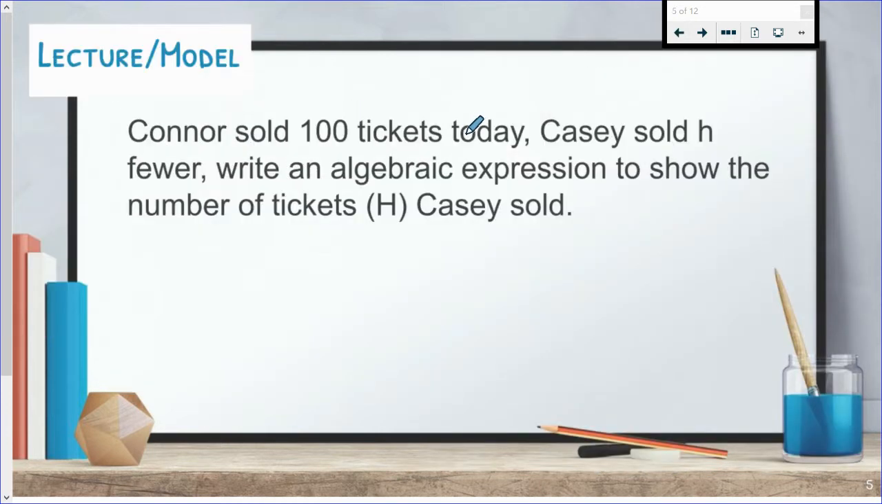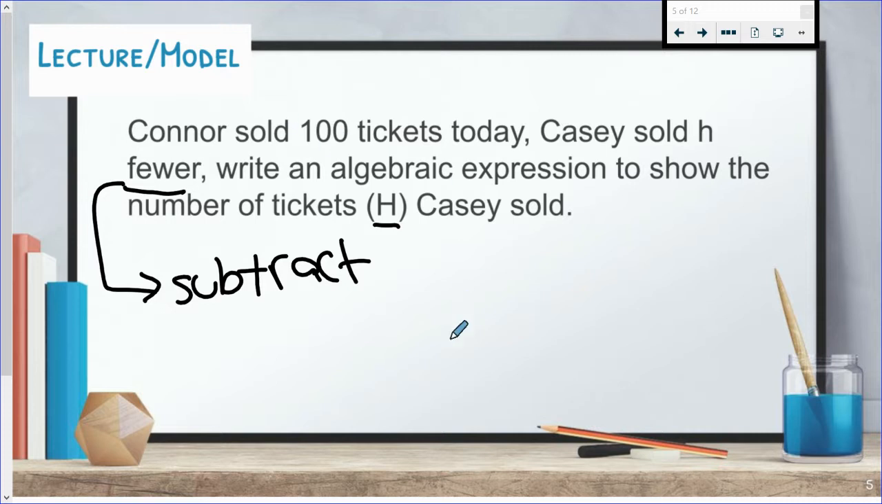Connor sold 100 tickets today and Casey sold H fewer. Write an algebraic expression to show the number of tickets Casey sold. We want to use H for the number of tickets Casey sold. It doesn't tell us how many she sold, it just tells us that she sold fewer. That word fewer is going to mean to subtract.